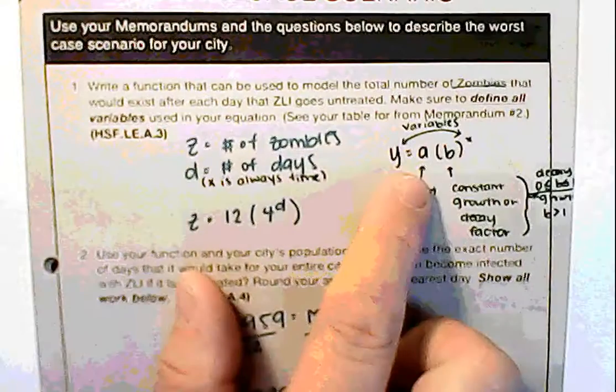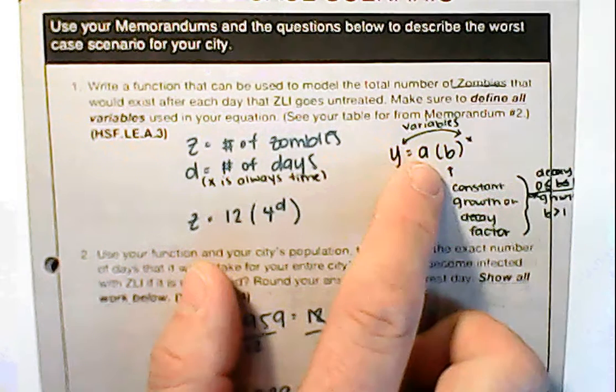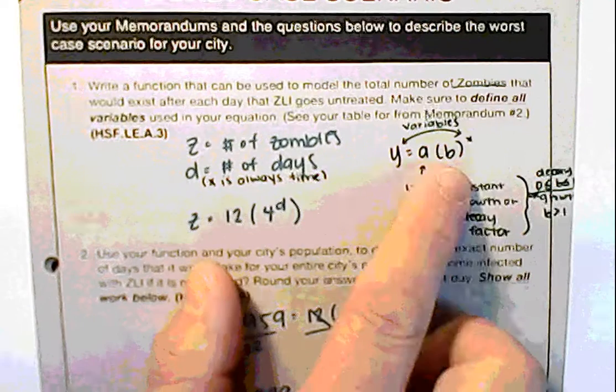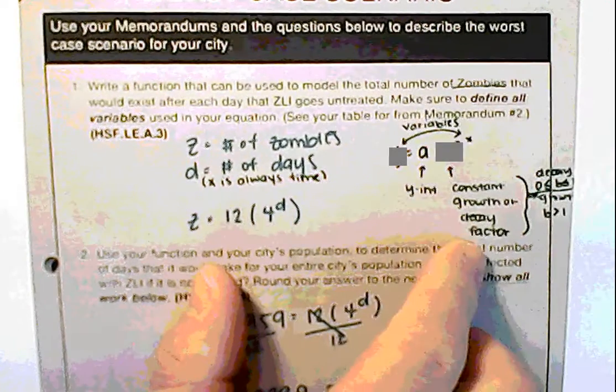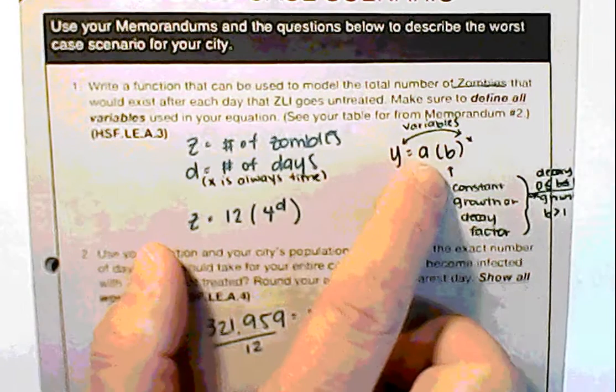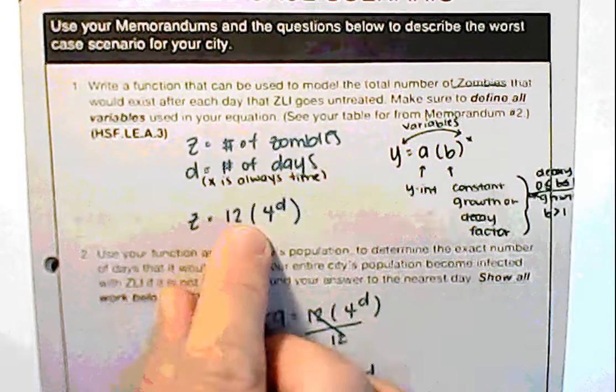So here we've got y equals a times b to the x. To write this function, I just need to know what is that initial value and what is the constant growth or decay factor. Well, for our situation, the initial value is the number of infected people at day 0 when all of this started. And the problem tells us that that's 12.